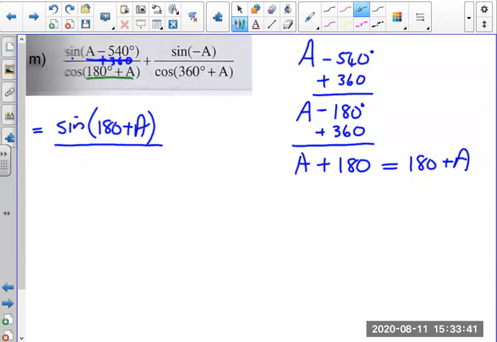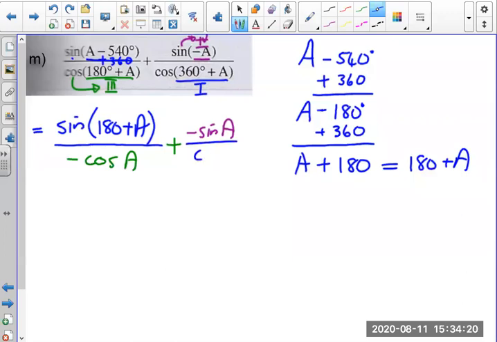Cos 180 plus A, where's 180 plus A? It's in the third quadrant. Cos in the third quadrant is minus. Plus sine minus A. Minus A, you know by now, is in the fourth quadrant. In the fourth quadrant, sine is negative. 360 plus is in the first quadrant again, because 0 and 360 is the same place, eh? So everything in the first quadrant is positive, so I have that.